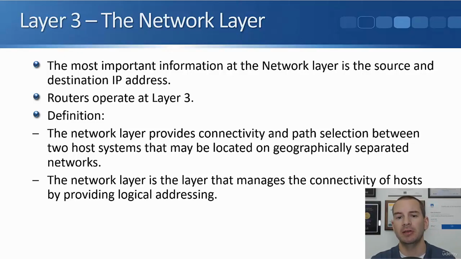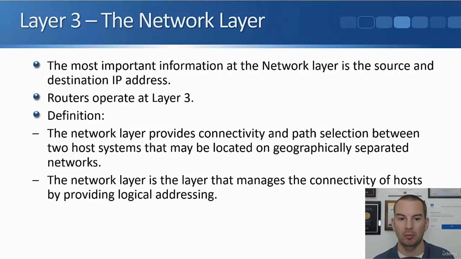The most important information at the network layer is the source and destination IP address. Again, there's a lot of other information also carried in the layer 3 header, but we'll talk about that when we get to the later section. Routers are layer 3 devices. They operate at layer 3 of the OSI model.